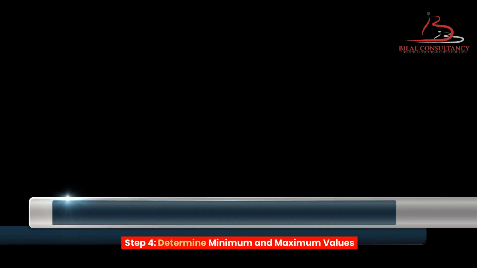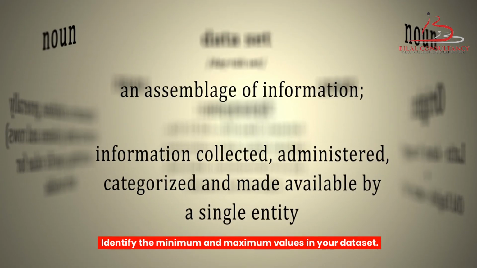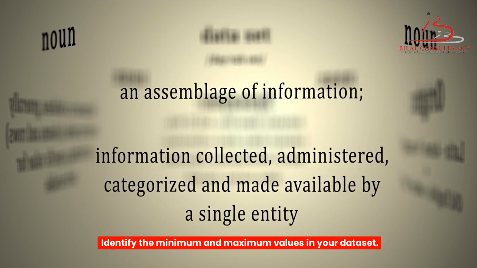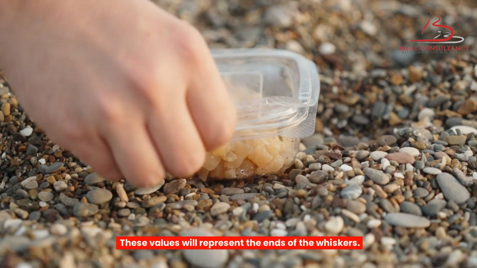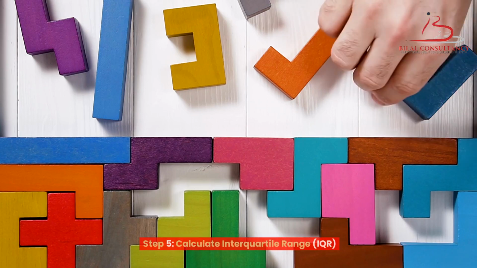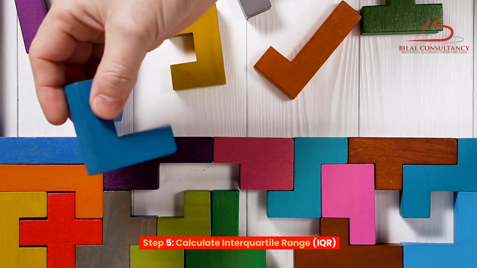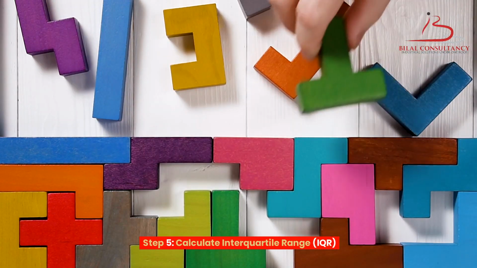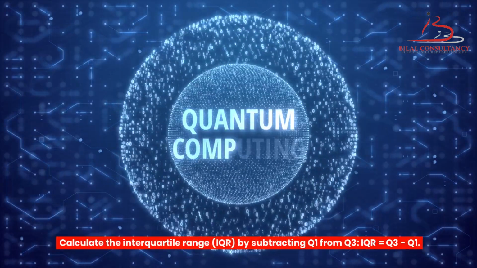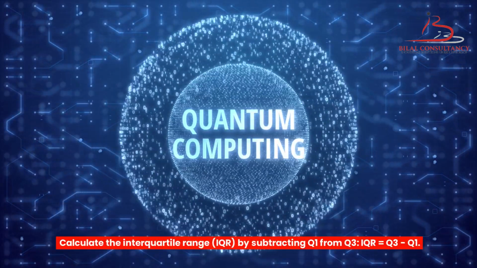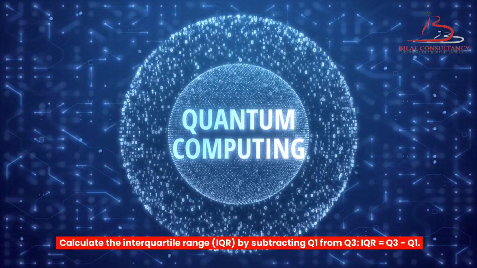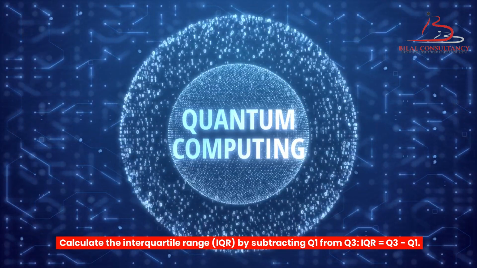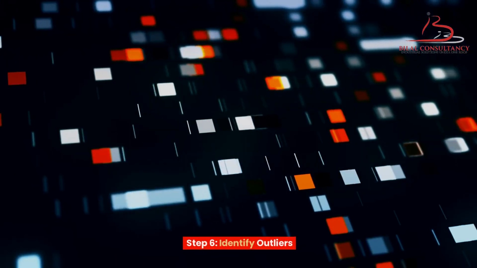Step 4. Determine minimum and maximum values. Identify the minimum and maximum values in your dataset. These values will represent the ends of the whiskers. Step 5. Calculate interquartile range, IQR. Calculate the interquartile range, IQR, by subtracting Q1 from Q3. IQR equals Q3 minus Q1.